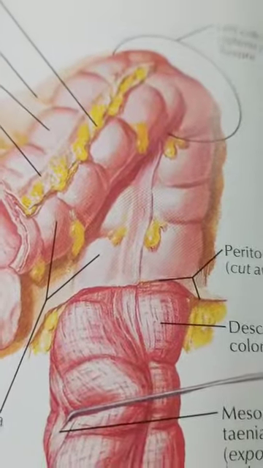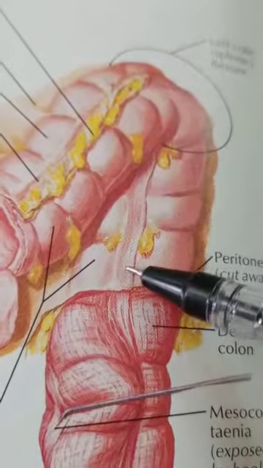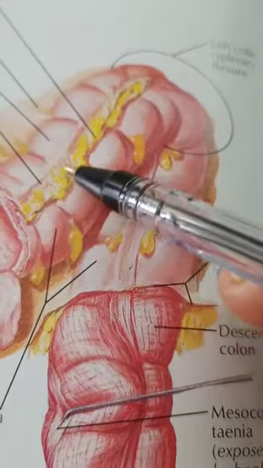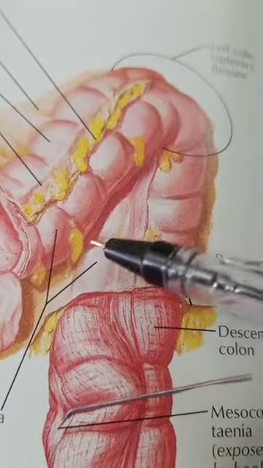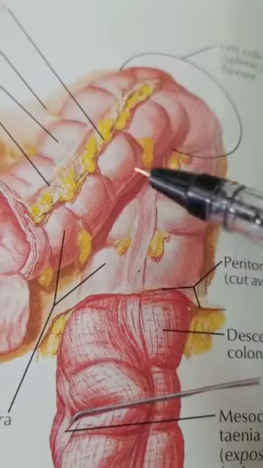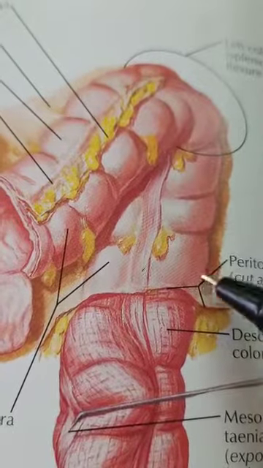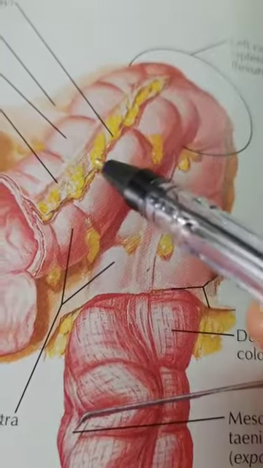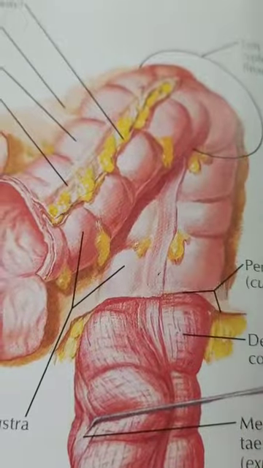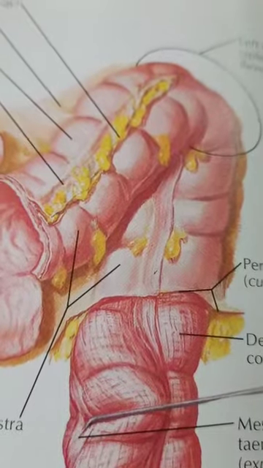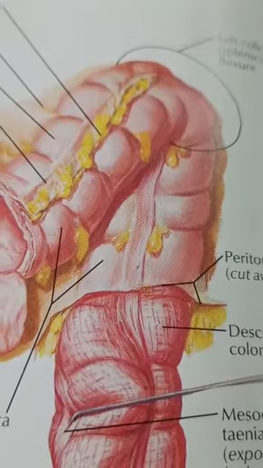This is the tinea coli. Here also we can see one tinea coli going like this. Here one tinea coli can be seen, and one more is seen on the posterior side. Then the saculations. These are the saculations. Then we can see the appendices epiploicae. These are the three features of the large intestine. These features are absent in the small intestine. Only the large intestine has these three features.